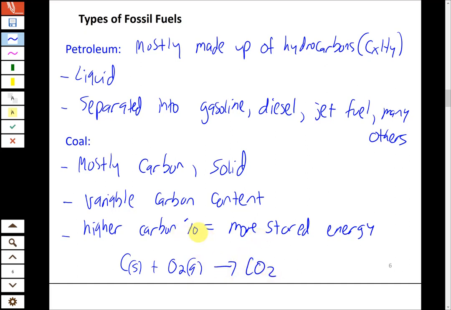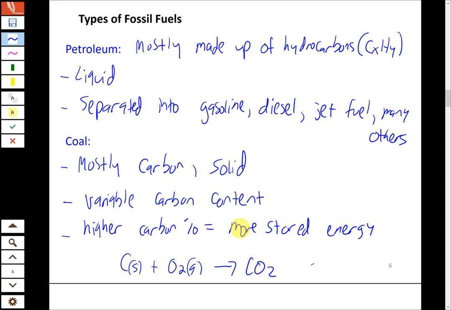And this is the really exothermic one that has a huge negative delta H associated with it. And the more carbon you have, the more energy you get out. Because other parts of coal would already be partially oxidized. So those would still burn to CO2, but they would then release less energy because they're already sort of partially converted to CO2 already. So that's why the more carbon you have, the more stored energy.